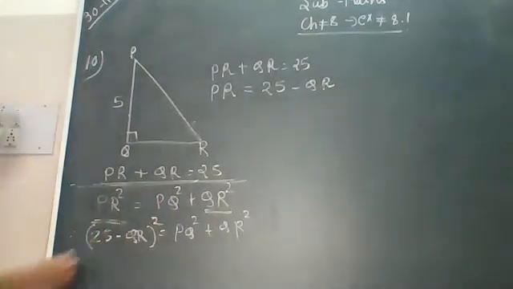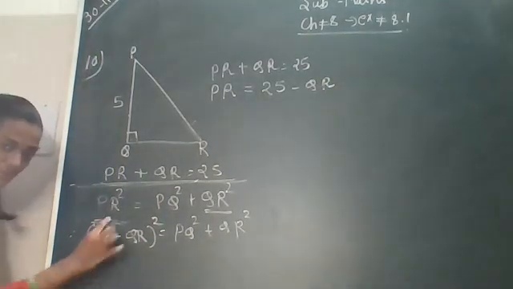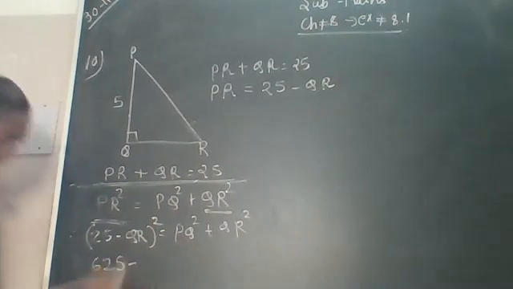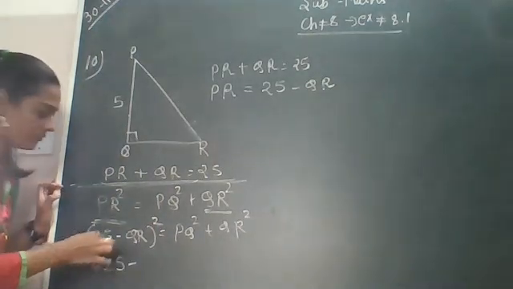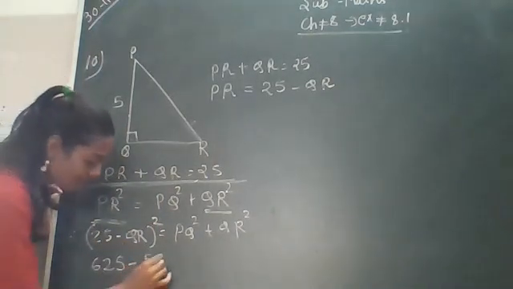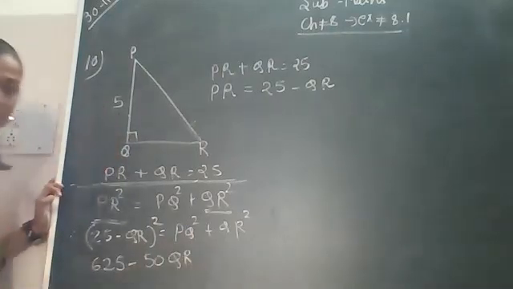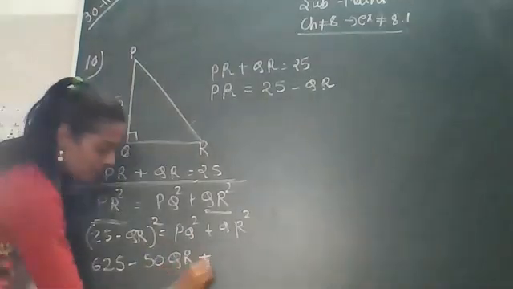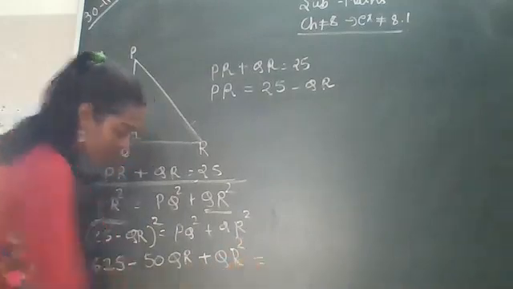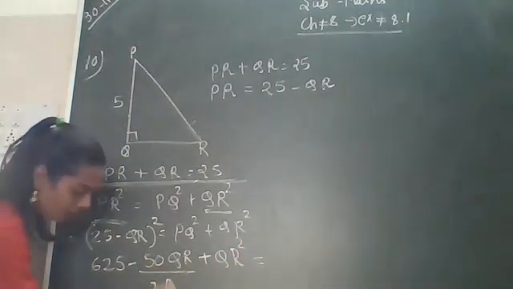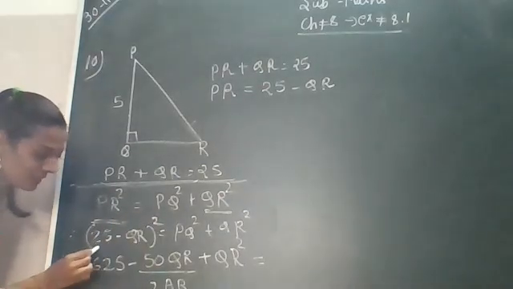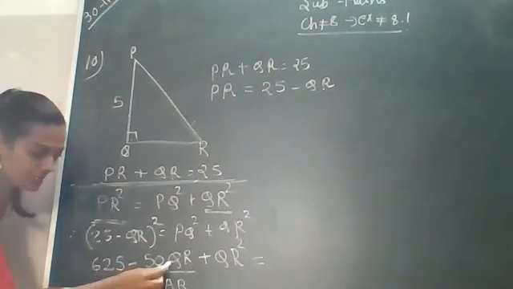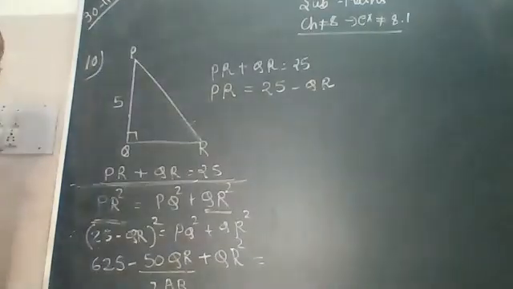So similarly we are doing one more. A square means 25 square will become 625, minus 2 into A into B. So 2 into 25 becomes 50, into QR. So minus 50 QR, clear? Plus QR square. How did 50 come? 2AB, we do 2 into A into B, right? So 2 into 25 becomes 50 into QR. Understood?